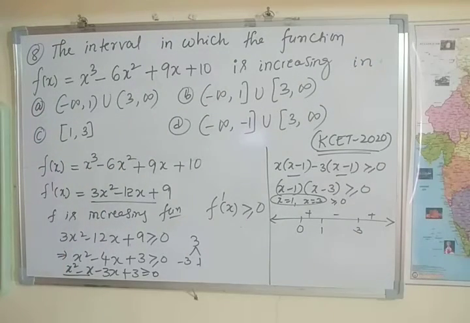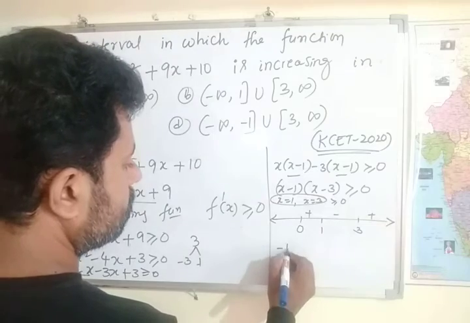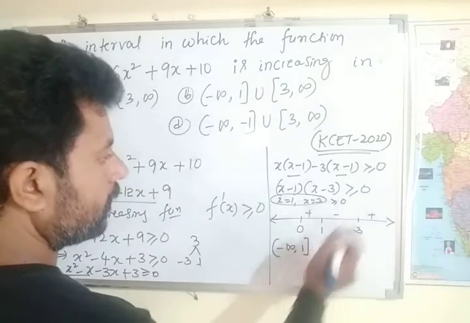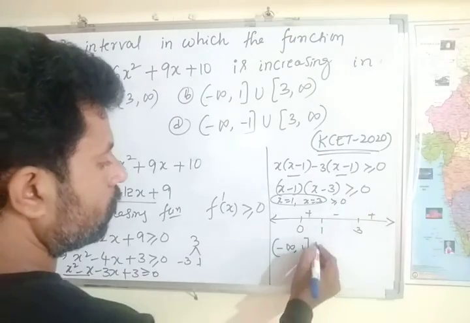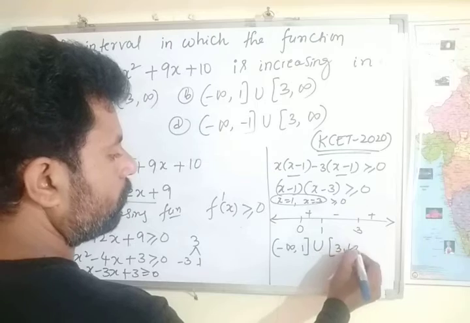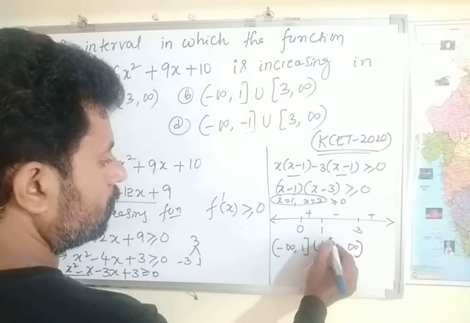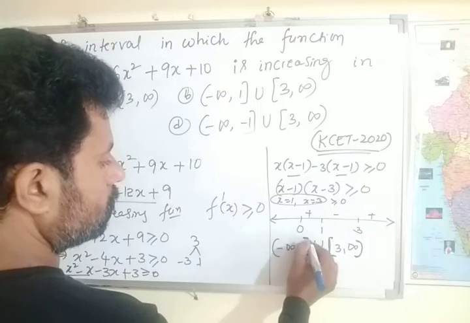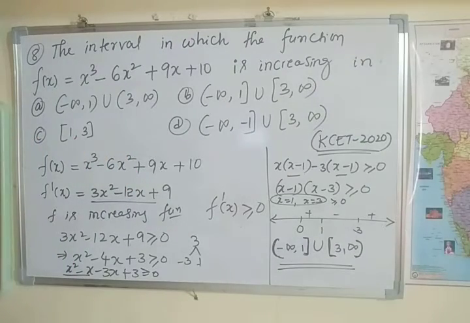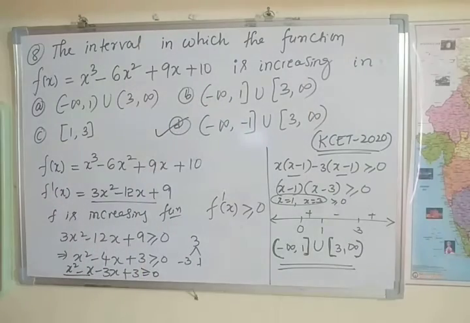Now this result greater than or equal to 0 means here we get minus infinity comma 1, union 3 comma infinity. The 1 is a closed end and the 3 is a closed end; this is a closed interval, and the infinity end is an open interval. See, option D is the correct option.